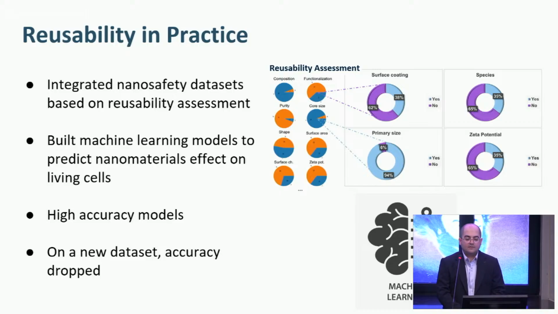And we discovered with this research that we can obtain high-quality models, models providing high accuracy, by training them on multiple integrated data sets. But there was also a catch. When we applied this model on a new, totally unseen data set, accuracy dropped. And that speaks a lot about reproducibility in science and about the complexity of the way these nanomaterials are manufactured, how the experiment protocols are applied, and how the interaction with the cell, with the biological matter, happens.